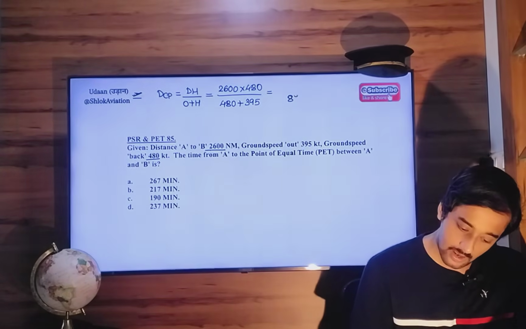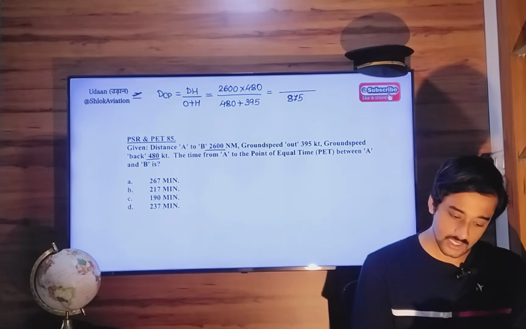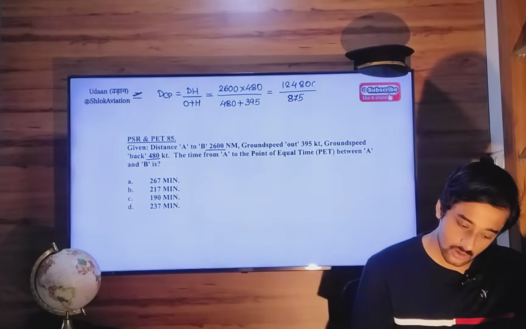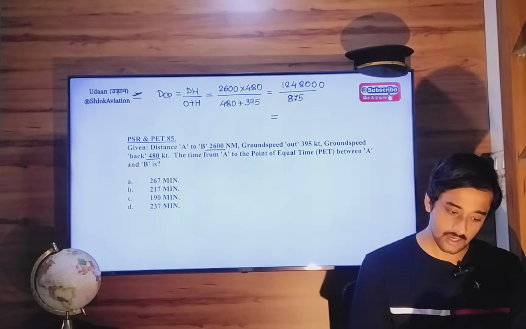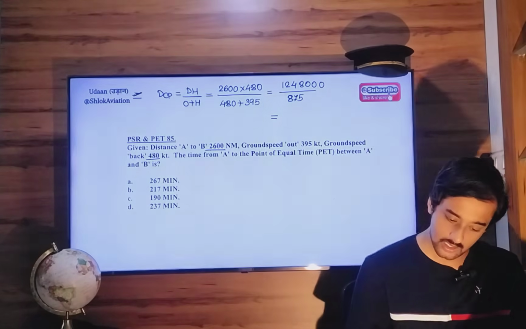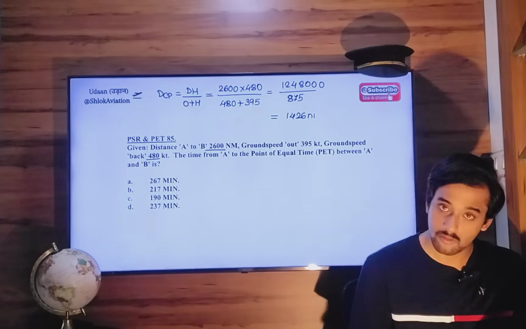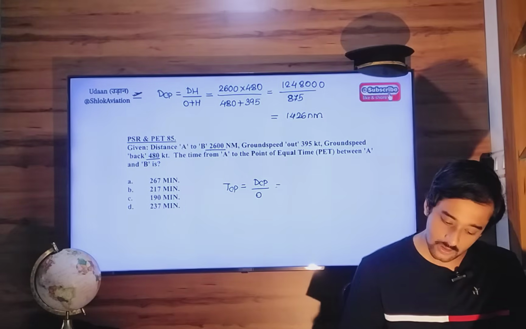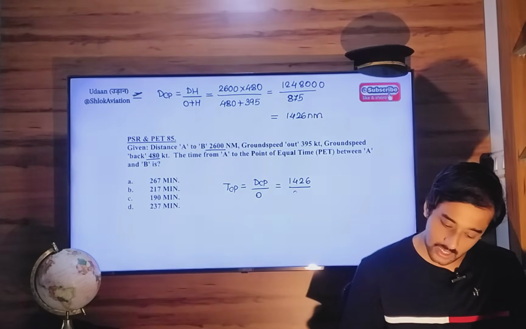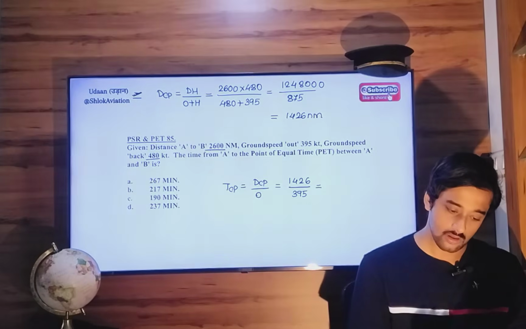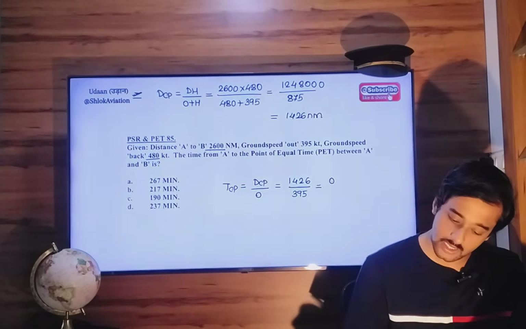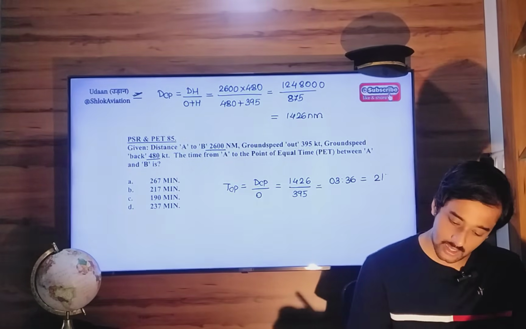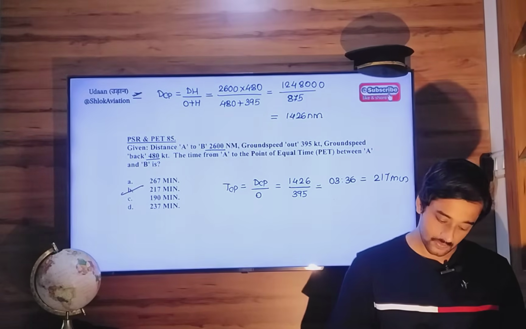That is 875. 1600 into 480, 1248000. Divide by 875. 1426 nautical miles. Time to critical point is distance to critical point divided by outbound. 1426 divided by 395 is 3 hours 36 minutes. That is 217 minutes. Okay, so option Bravo.